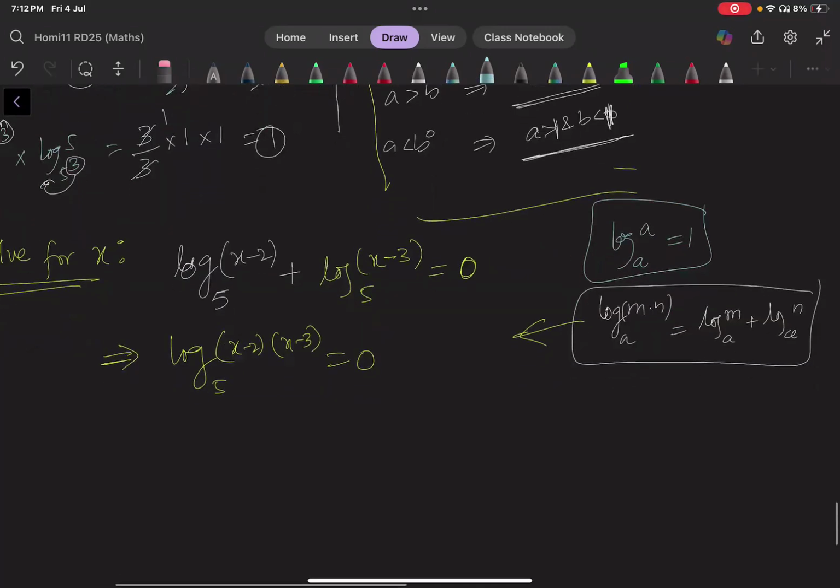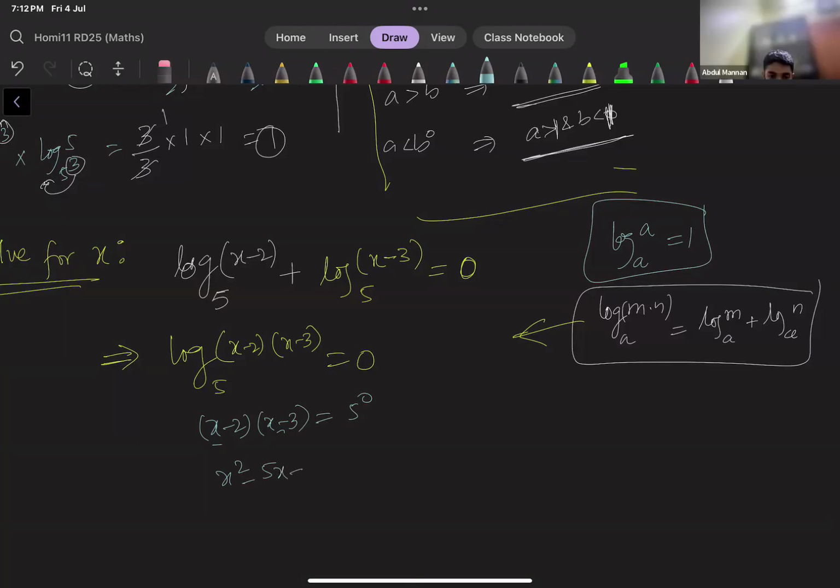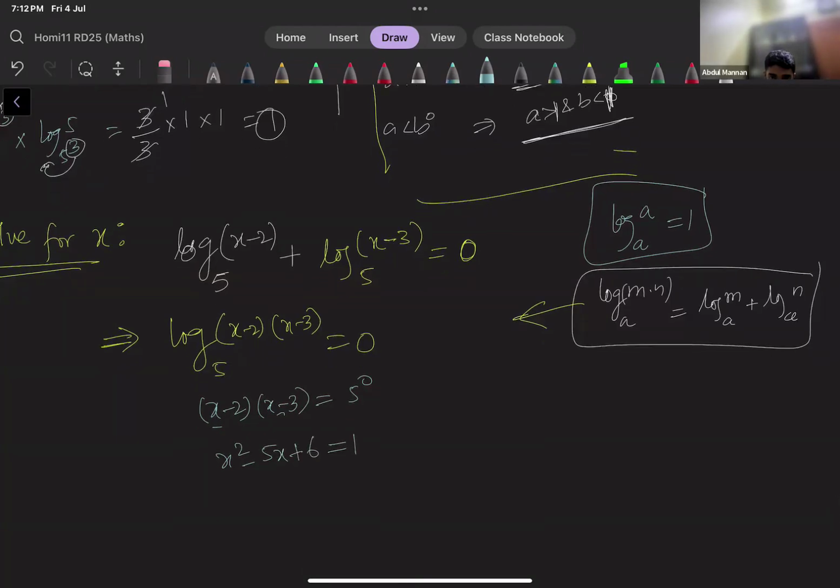And now we need to remove log. So we'll write argument x minus 2 into x minus 3 equals 5 to the power 0. And 5 to the power 0 is 1. So if you multiply these two brackets, we'll get x square minus 5x plus 6 equals 1. So from here, x square minus 5x plus 5 equals 0.